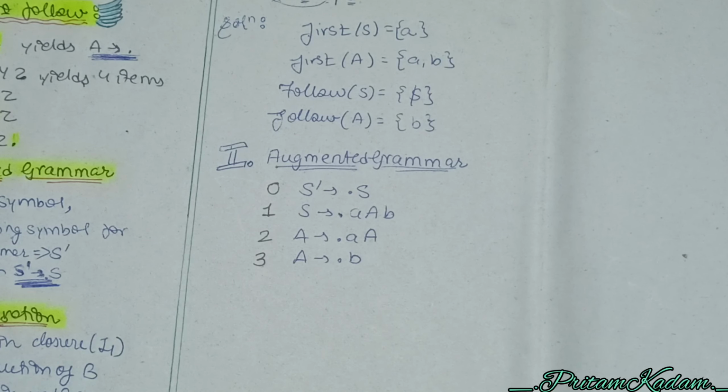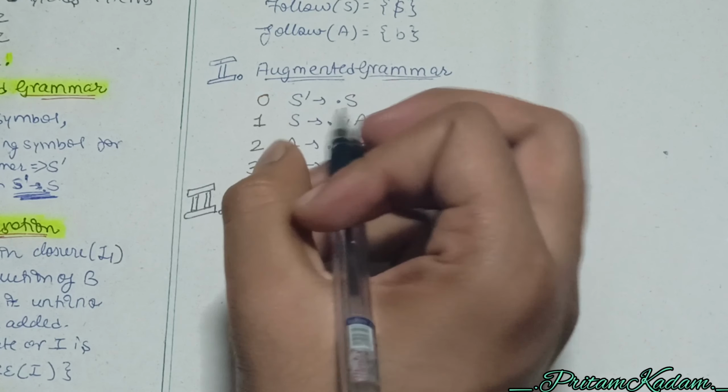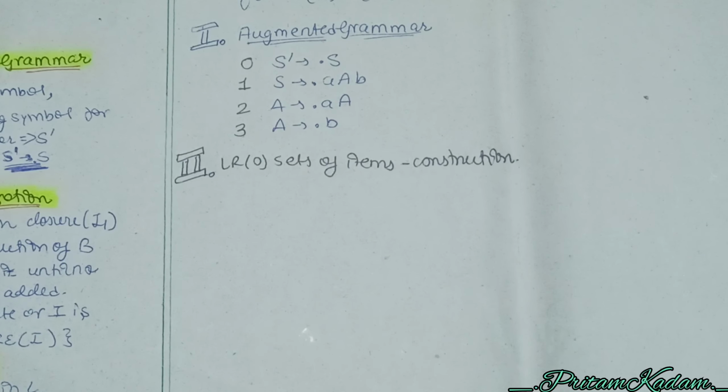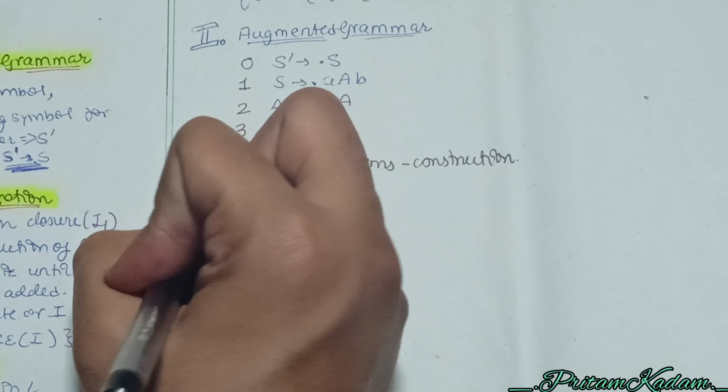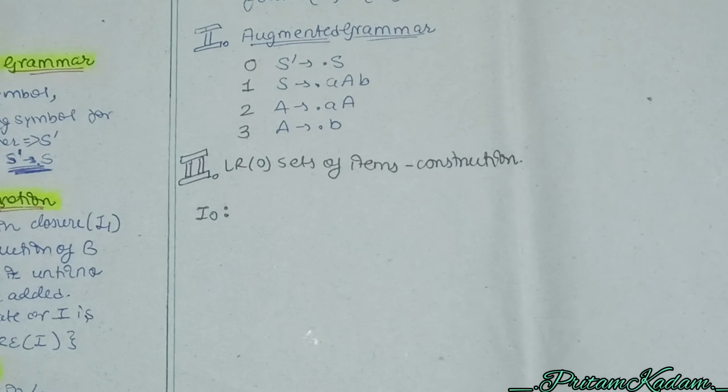So now we will proceed ahead and write the table part. Now step 2, that is the go to and closure part, and we will have the states in this part only. That is, we will know how many states there are in this part only. So, LR0 sets of item construction. First of all, I0, that is the zeroth state, which will be S dash goes to dot S. So let us write it down.